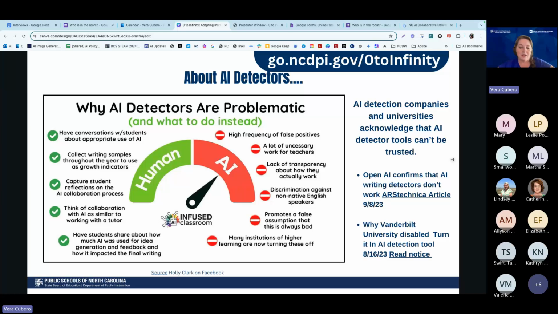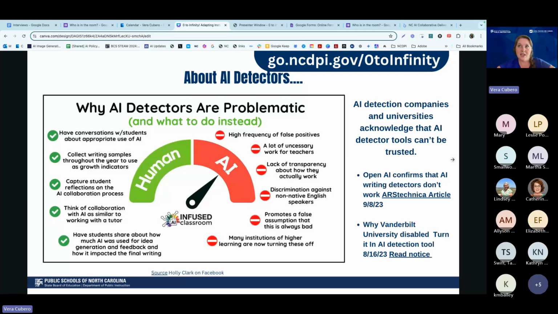And so I do want to address AI detectors, because this session is about adapting instruction. Unfortunately, that is one thing that a lot of people have gone to in search for a solution to the problem of students using AI, what they foresee as a problem. But that is not a solution. It's not an equitable solution or an effective solution. And there's a lot of research that will back that up. And I've linked some of those on this slide.